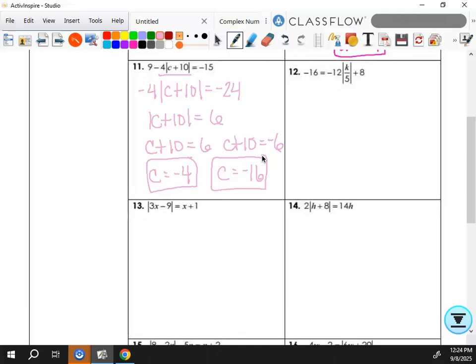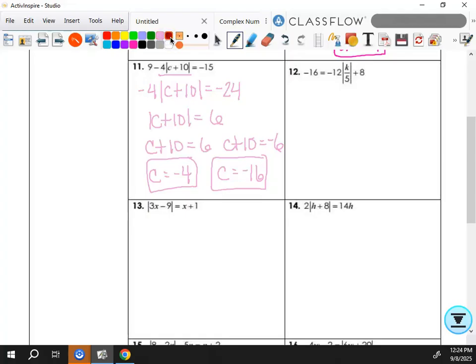Negative 4 and negative 16? Yes? Okay, good deal. Now, on number 12, we've done some things where, let's get rid of that fraction. I cannot clear the fraction right here because it is inside that absolute value. So multiplying through by 5 is not going to do anything for me except make all my numbers bigger. All right, so cannot do anything with that now.